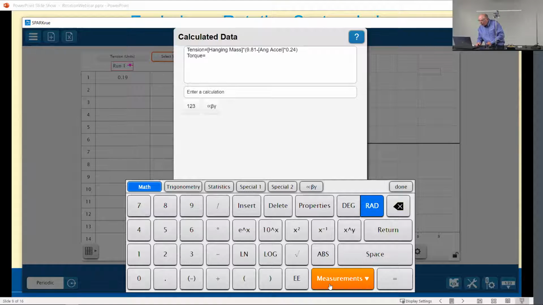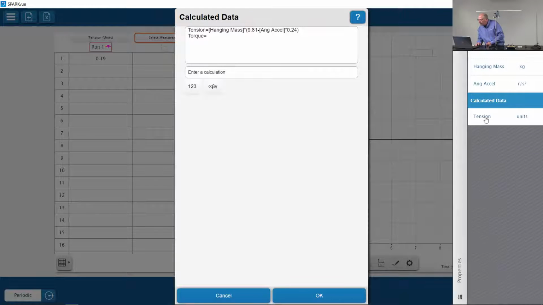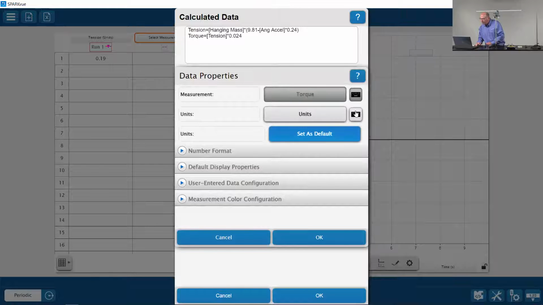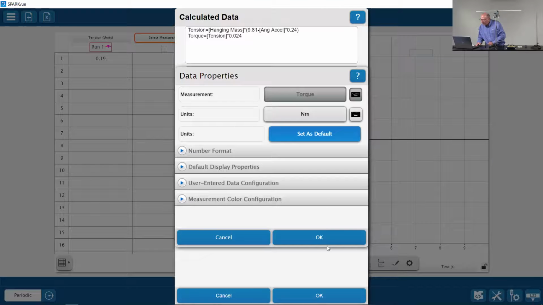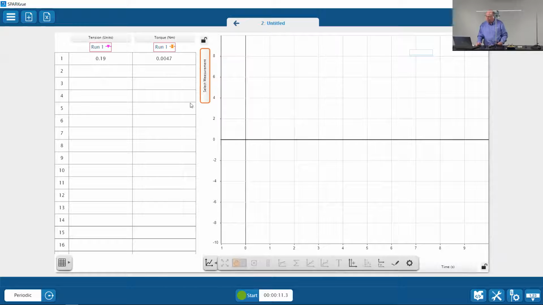So torque equals, well, it equals the tension. So that's a measurement now. Oh, that's okay. That's a measurement, tension times the radius. And if you want to do the units, you can do it later, but if you click properties and edit the units, you can put in, in this case, Newton meters. So at least our graph will have units. And I just hit a bunch of OKs.